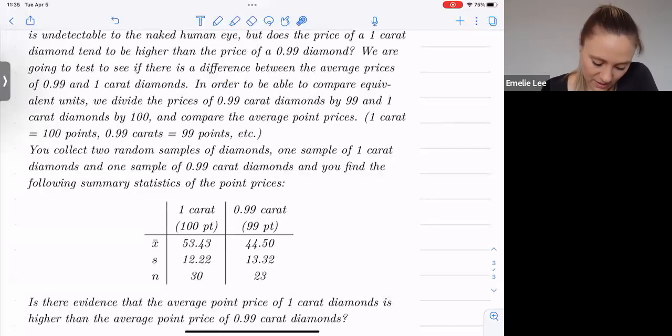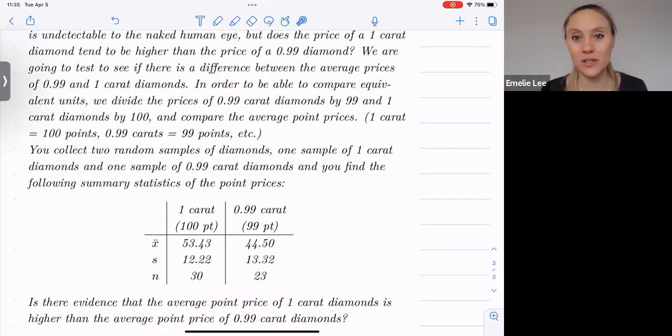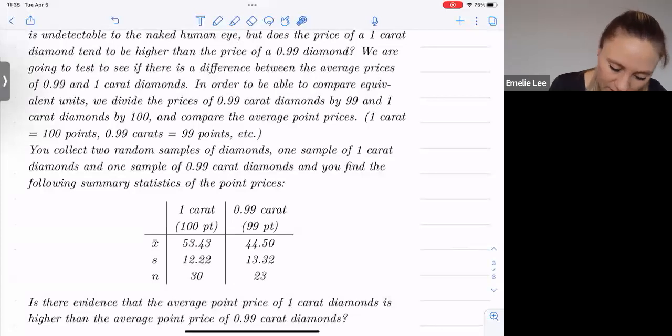Whereas here, is there evidence that the average point price of 1 carat diamonds is higher than the average point price of 0.99 carat diamonds? So we're going to focus on this one. Let's do the one-sided test, because that's what we're more interested in, right? Not just if there's a difference. We want to know if it's significantly higher, right?